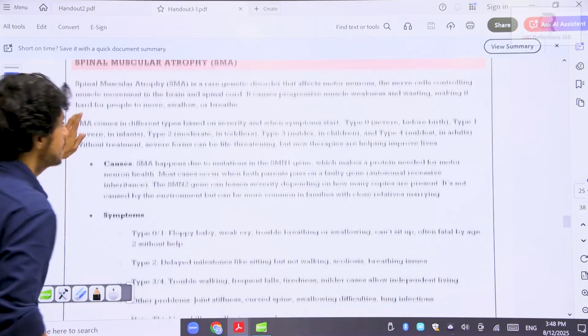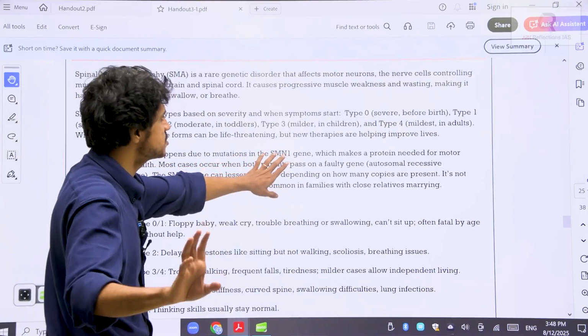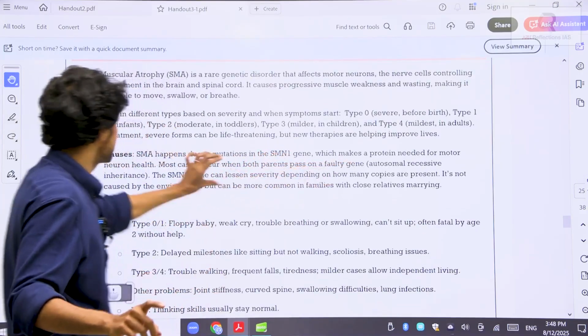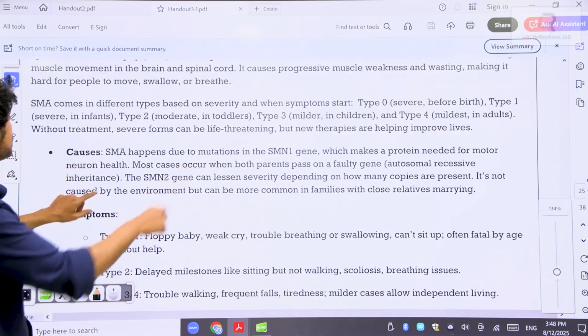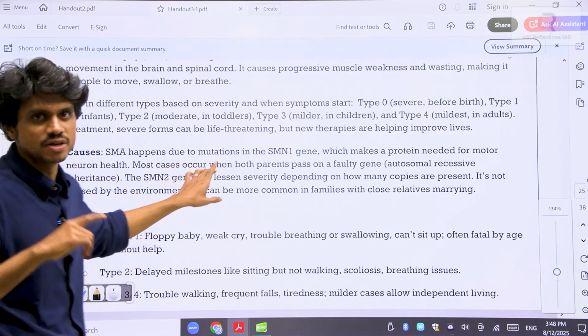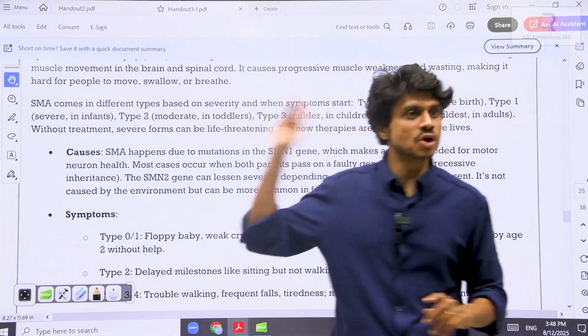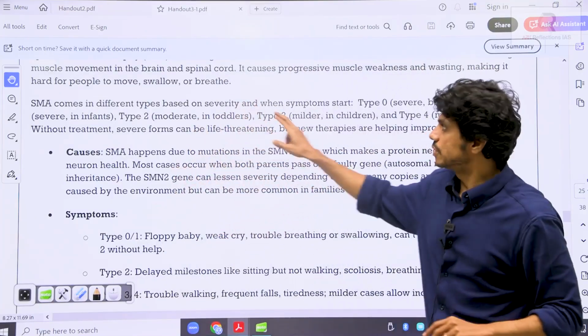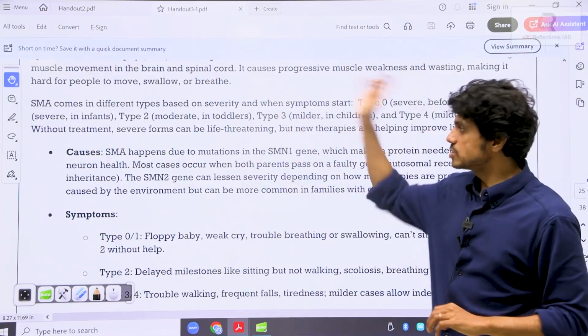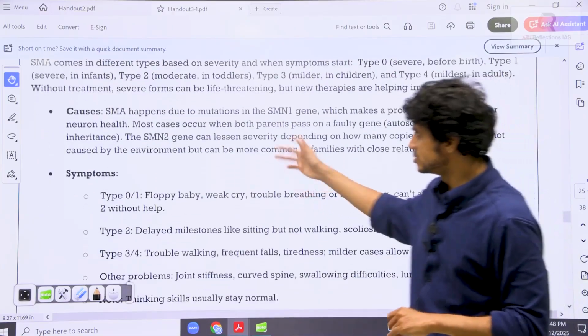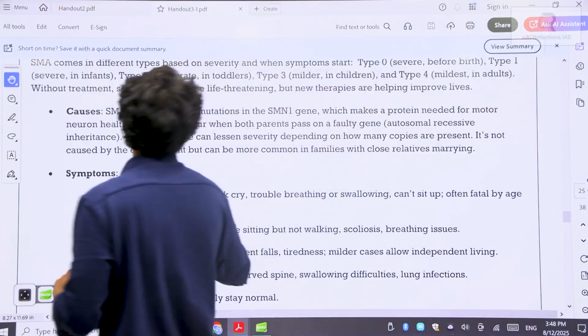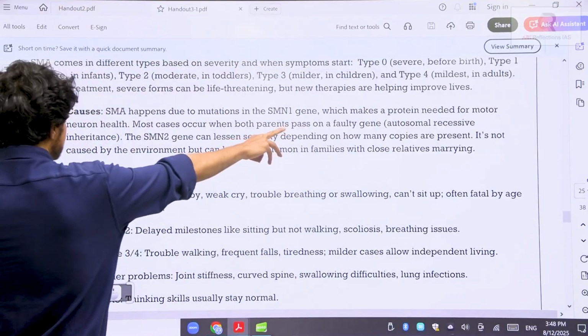SMA happens due to the mutation in the SMN1 gene, which makes protein needed for motor neuron health. We discussed this previously. I thought to discuss it again because it is frequently occurring in the news. Next time you do not forget. I have seen some known person also going through this, so again I have picked it up. Most cases occur when both parents pass on the faulty genes.